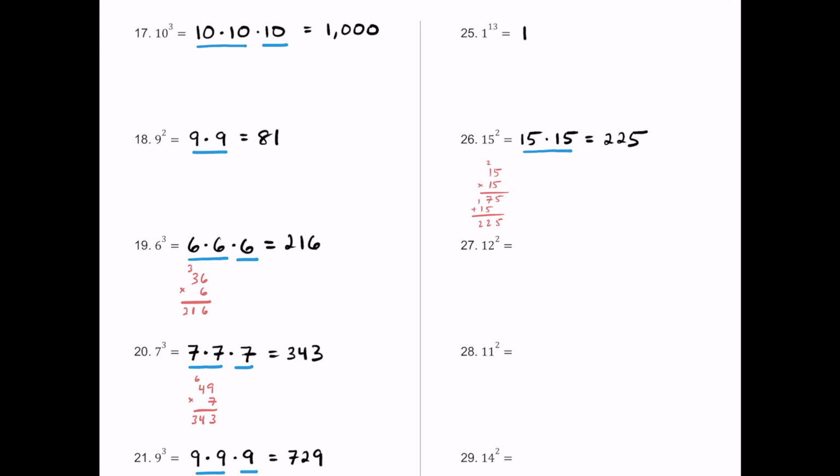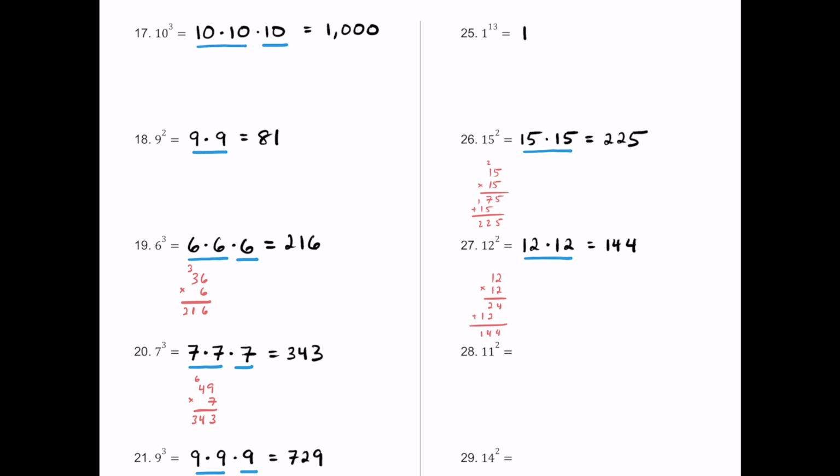For number 27, we have this 12 squared, or 12 to the 2nd power. That's just 12 times 12. And if we go ahead and multiply 12 times 12 together, that should be 144. Okay. If you want to see the multiplication for that, I can show you just in case. So 12 times 12, that's going to be 4, 2, and 1. If we add these, that's a 4, 4, and a 1.